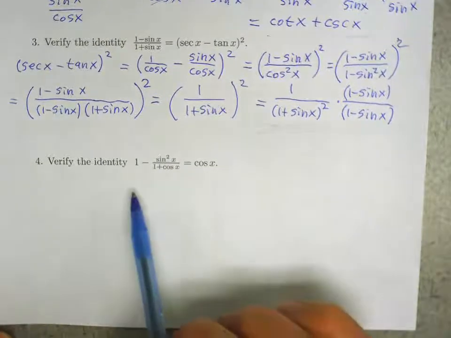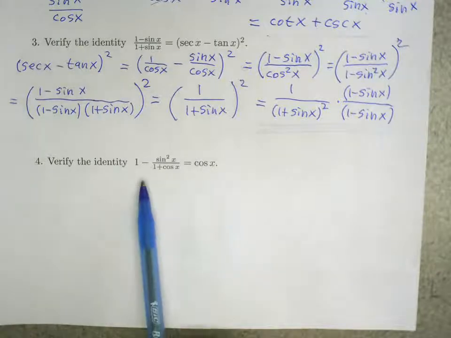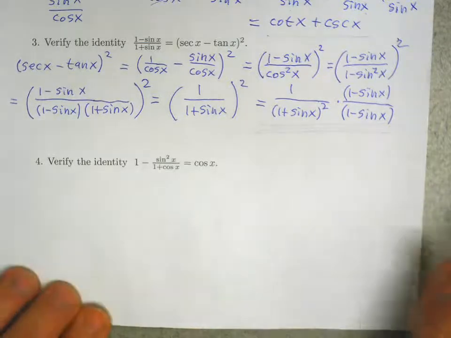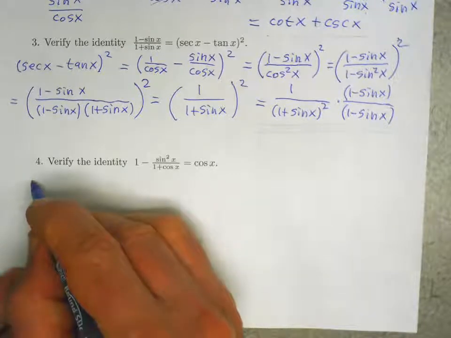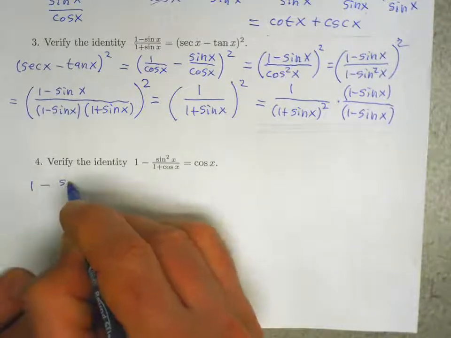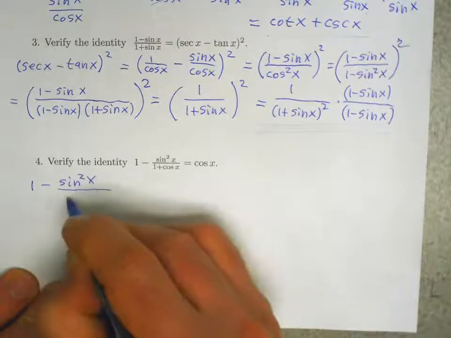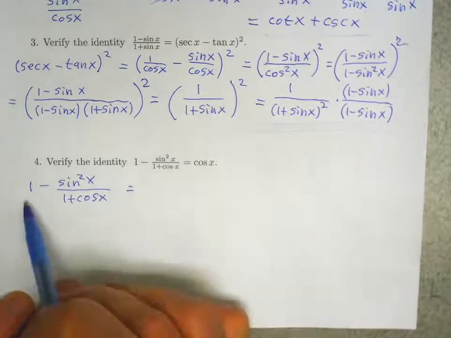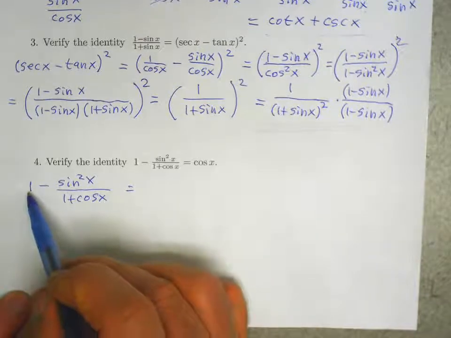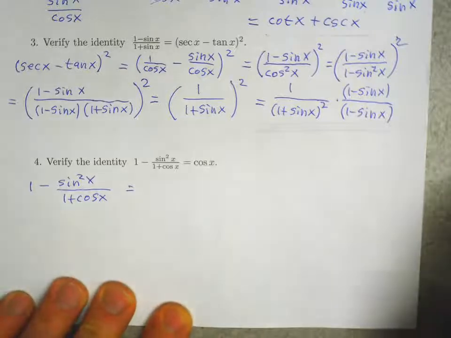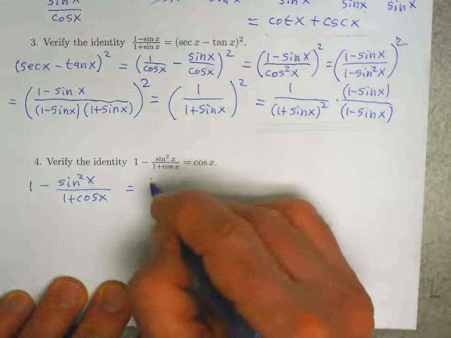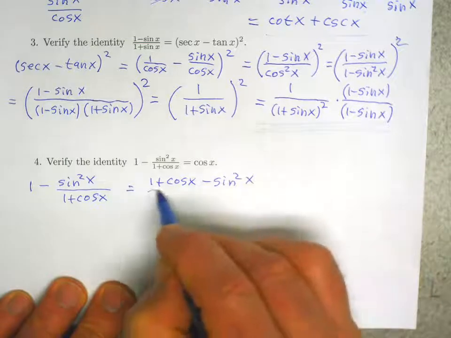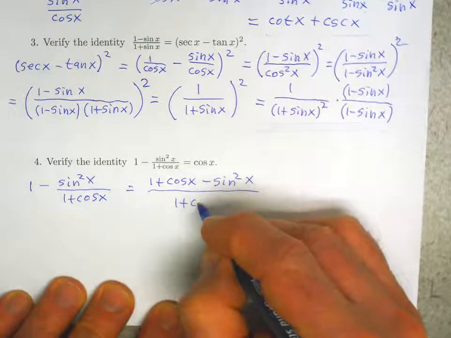So let's see if we can verify this one. Since the right-hand side is cosine of x, it looks like we should work with the left-hand side. So if we start with the left-hand side, we get 1 minus sine of x squared over 1 plus cosine of x. And if I write it with a common denominator, I'll multiply 1 over 1 by 1 plus cosine of x over 1 plus cosine of x. So I'll get 1 plus cosine of x minus sine of x squared divided by 1 plus cosine of x.